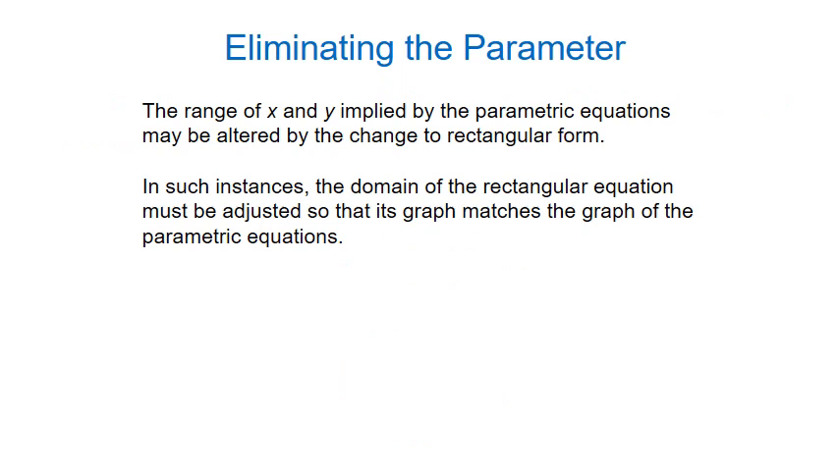The range of x and y implied by the parametric equations may be altered to change to the rectangular form. So we need to make sure that we're using the same domain, but we need to alter it from t to x. So the domain of a rectangular equation needs to be adjusted so that it matches the graph of the parametric equations.